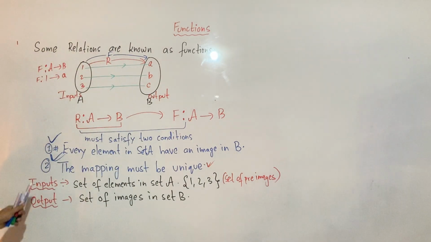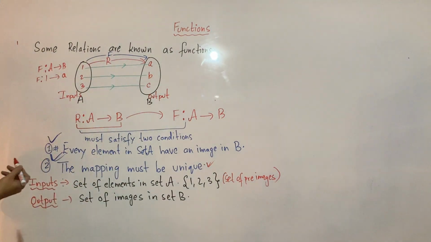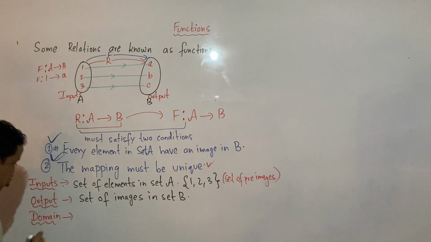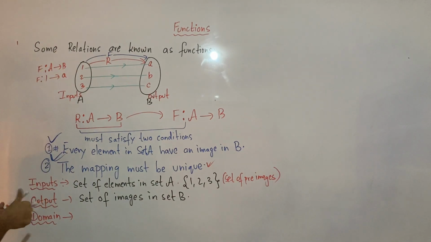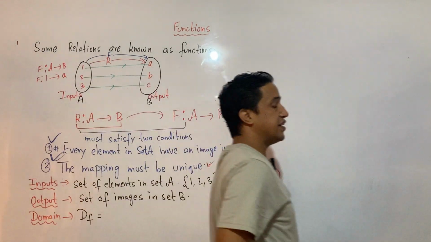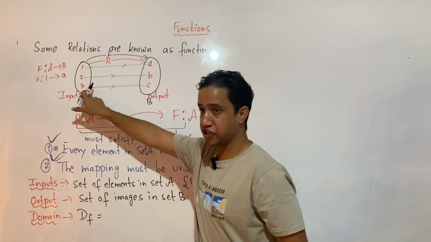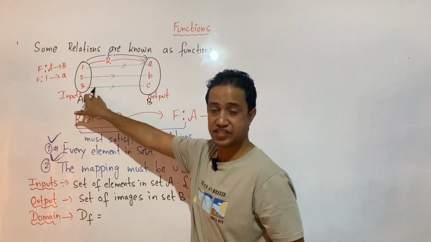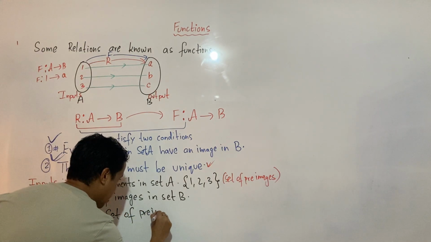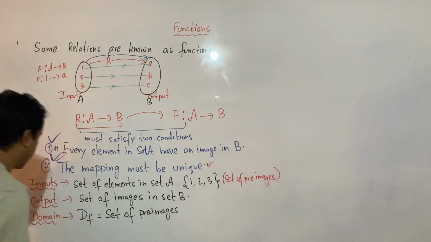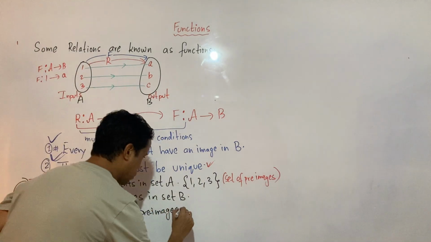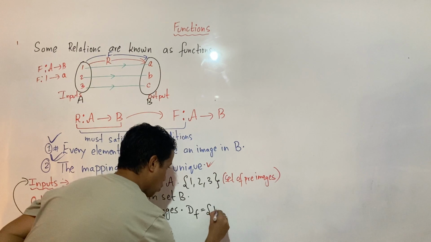Then input, output, then we have domain. Okay, now what is domain? Domain of a function is represented by Df. Domain is the set of pre-images, meaning the set of all the elements that are in set A. So it is the set of pre-images or set of inputs. Here your domain is going to be 1, 2, 3.